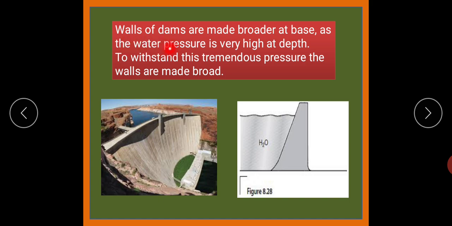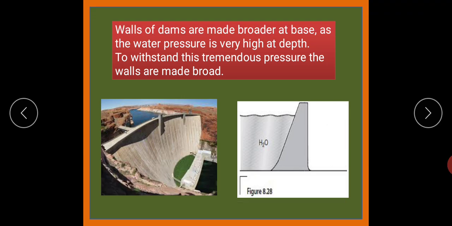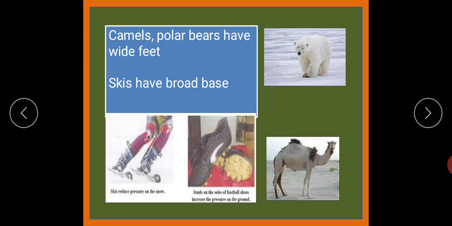Then walls of dams are made broader at the base. Now children, in case of liquids, as we go deeper, the pressure increases tremendously. That means at the bottom of the dam, the pressure of water is very high. So the walls are made broader at the base. You can see this is the broad base of the dam. And here the pressure of water is tremendous. So it can bear the pressure. It can withstand the tremendous pressure.